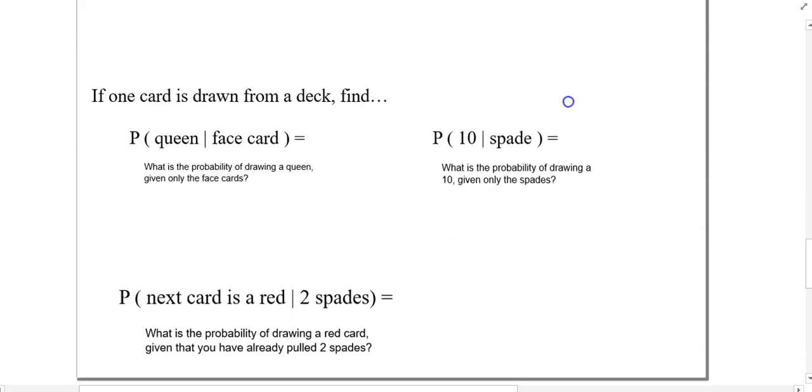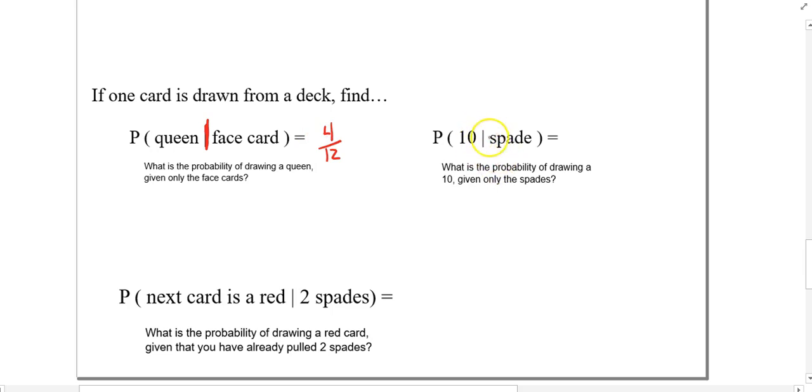All right, let's do another one. If one card is drawn from a deck, what's the probability that it's a queen given it's a face card? So we know it's a face card. So we have to think, well, how many face cards are there? You may remember there's 12. There's jacks, queens, and kings. 4 jacks, 4 queens, 4 kings. Those are face cards. We know it's a face card. Therefore, the bottom has to be the face cards, 12. How many of those 12 are queens? 4. So 4 out of 12.